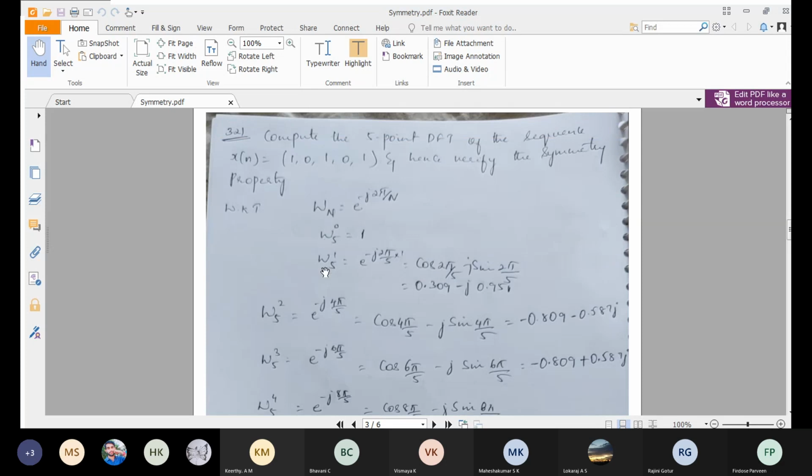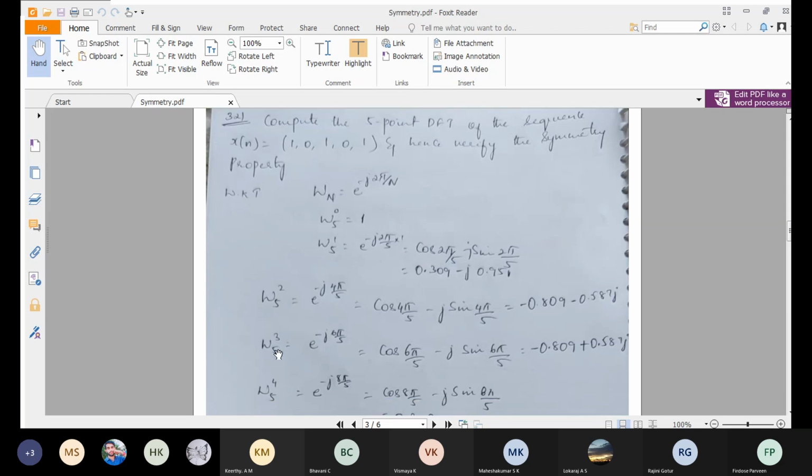So what you have to calculate: W5 to the power of 0, W5 to the power of 1, W5 to the power of 2, W5 to the power of 3, and W5 to the power of 4. Again it gets repeated. W5 to the power of 5 will be the same, W5 to the power of 6, W5 to the power of 7, W5 to the power of 8, W5 to the power of 9. I have already explained how to find these out, so you can find them that way.